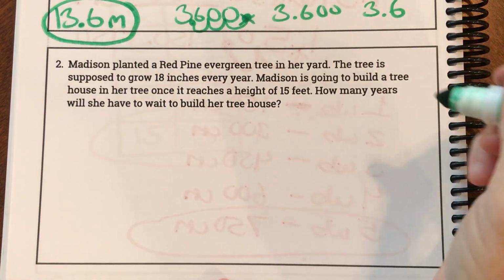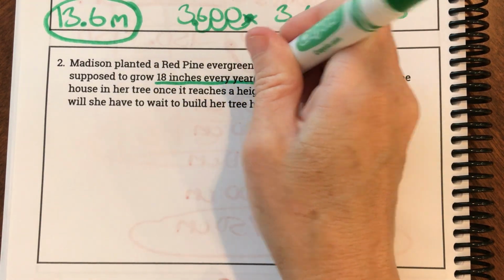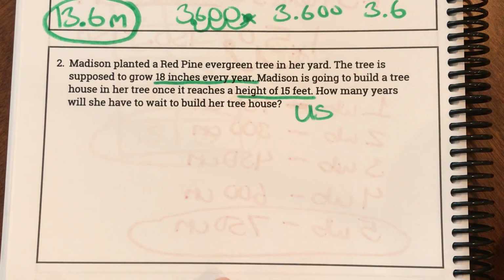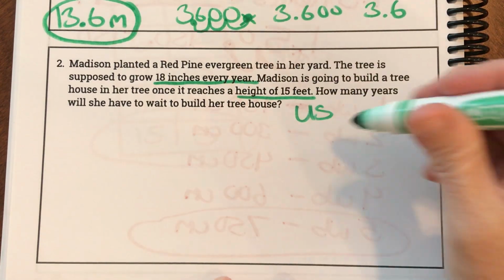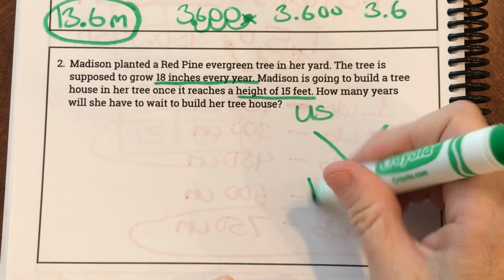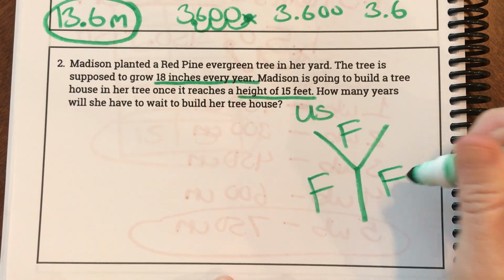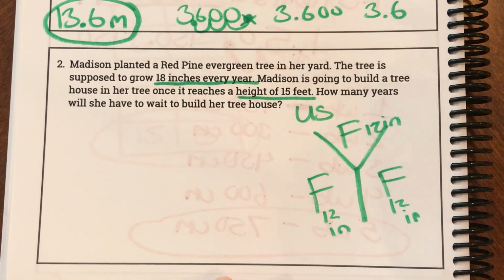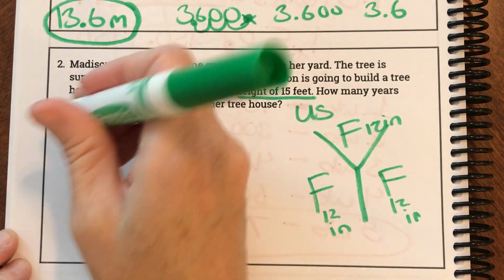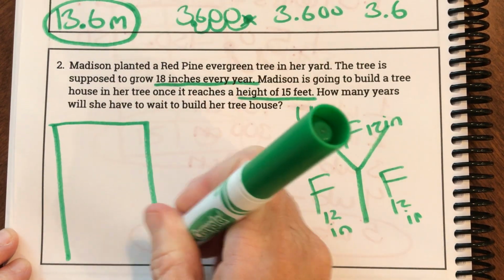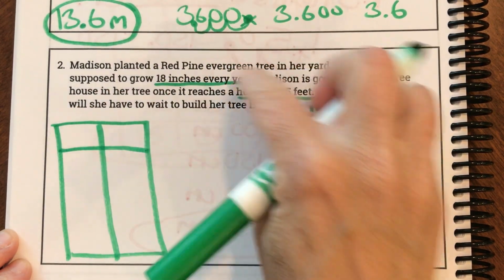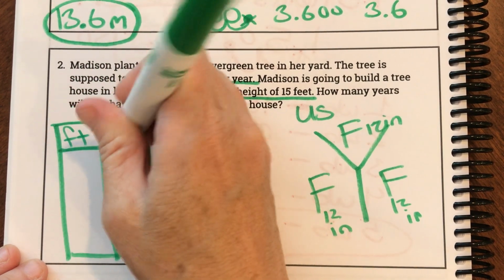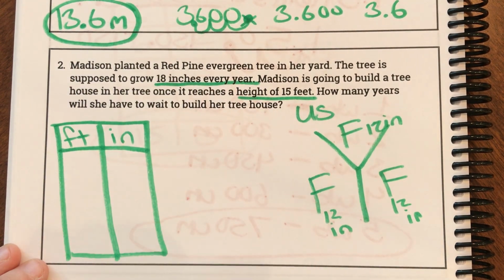Okay, so what do I see? This is how much our tree is going to grow every year, and she wants it to be 15 feet. So what I notice is it's US, because feet and inches is US. So I'm going to draw my picture. 1 yard equals 3 feet, and each foot equals 12 inches. That's going to help me with my conversion chart. So I need to convert one of these. It doesn't really matter which one I convert, but I can't have a problem with two different types of measurements.